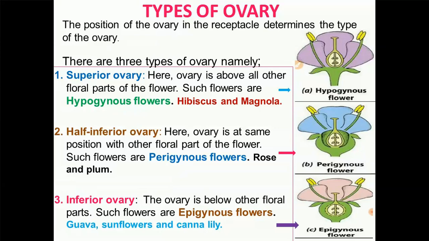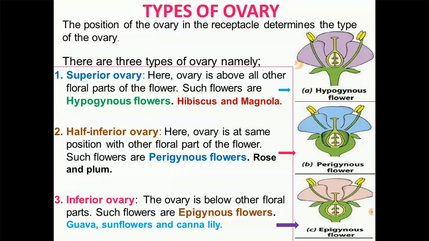There are three types of ovary which I'll be looking at. The first one is called superior ovary. Superior means to be above, right? Okay, so here the ovary is above all other floral parts of the flower. Such flowers are called hypogynous flowers, and examples can be seen in hibiscus and magnolia plants.